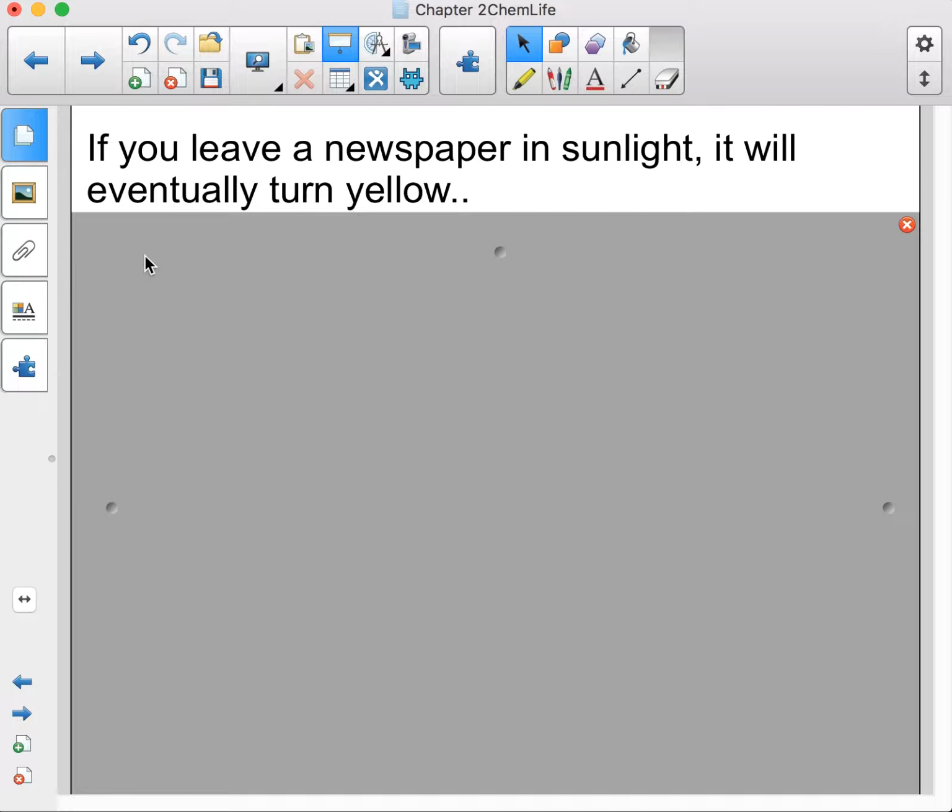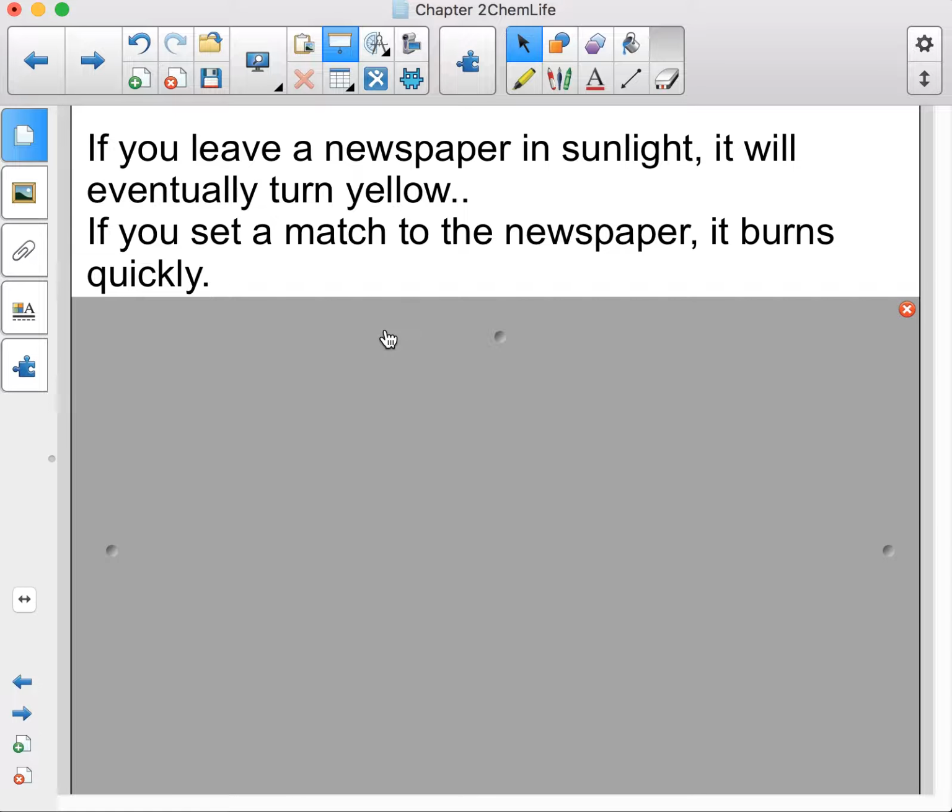A little bit of a preview, just to get you thinking. If you leave a newspaper in sunlight, it will eventually turn yellow. My husband gets the Wall Street Journal every single day. I'll glance at it, page through it, and then stick it in a box that sits right by our porch window. You can see a gradient of super yellow at the bottom to newer white newspaper at the top. So a chemical reaction is actually taking place.